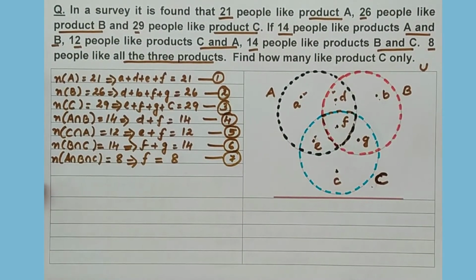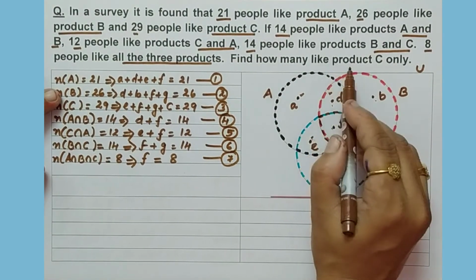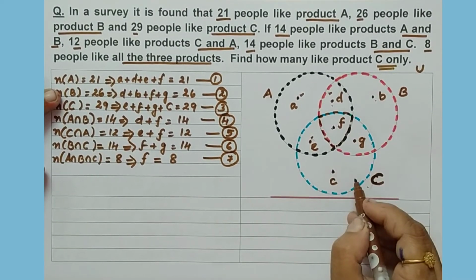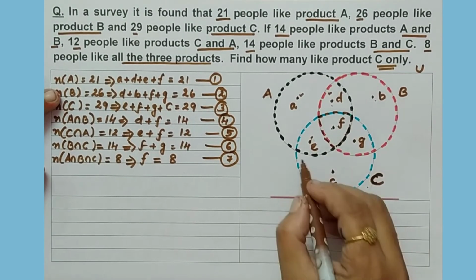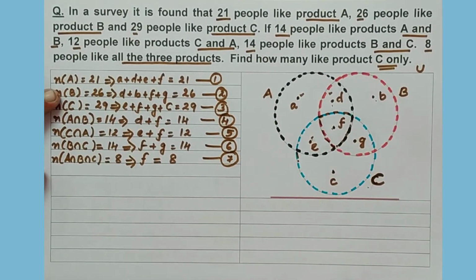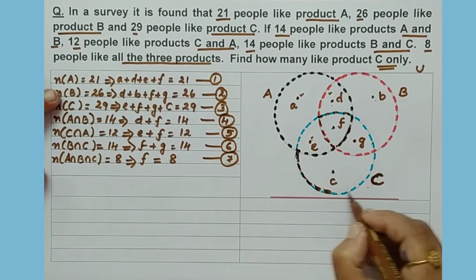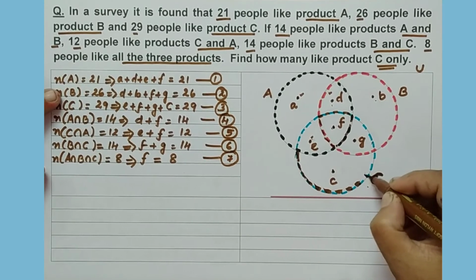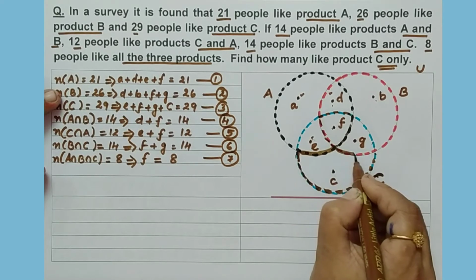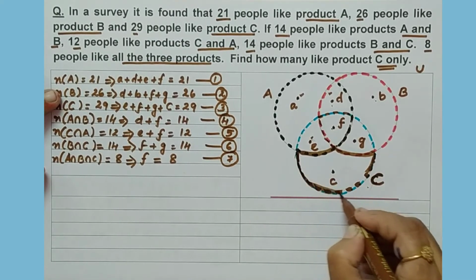Solving these 7 equations, you will get the answer. Our question is how many like product C only? Product C only means that they should not like product A and B. Only this much area comes under our consideration. This is product C, this much and this much. Only this much area is the area for product C only.